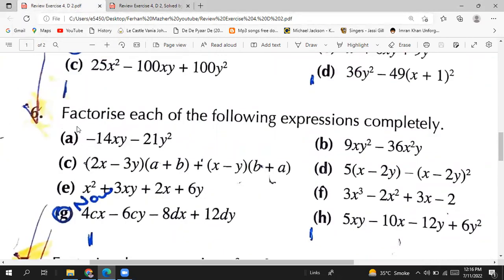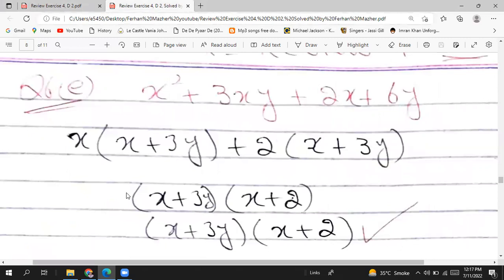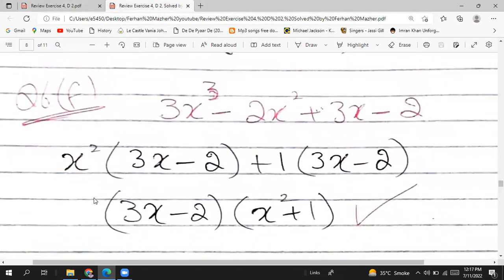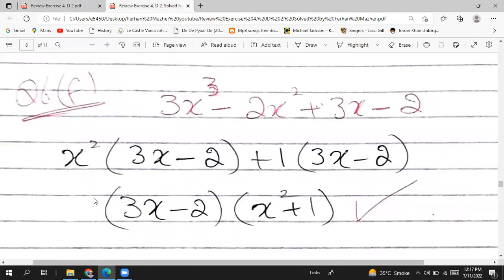Question number 6 is F part. It says 3x cubed minus 2x squared plus 3x minus 2. Very simple and straightforward question. From the first two terms, you can see x squared is common. Take that x squared common. Inside the bracket, you are left with 3x minus 2.